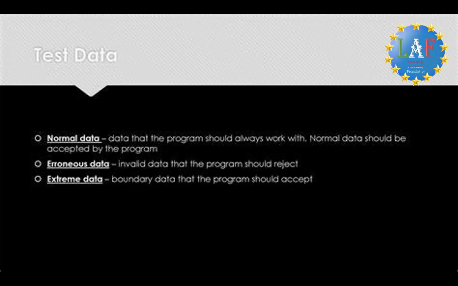Normal data can be data that the program should always work with. Normal data should be accepted by the program. Erroneous data is invalid data that the program should reject. And extreme data is boundary data that the program should accept.